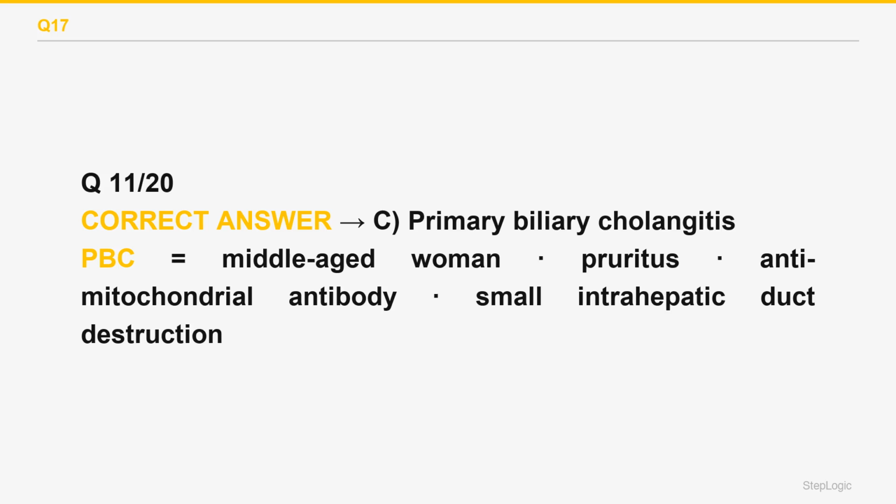The anti-mitochondrial antibody with small intrahepatic bile duct destruction points to primary biliary cholangitis. Treat with ursodeoxycholic acid.